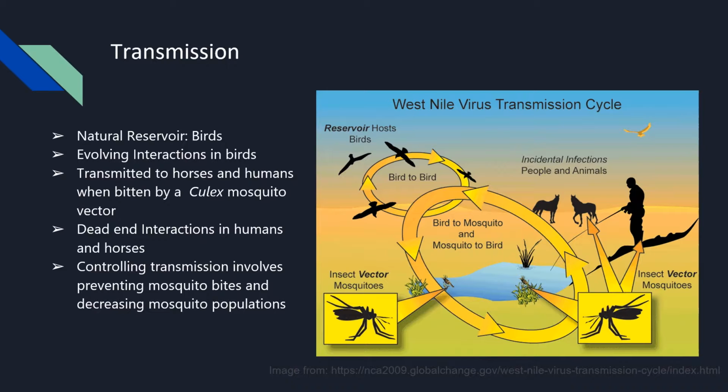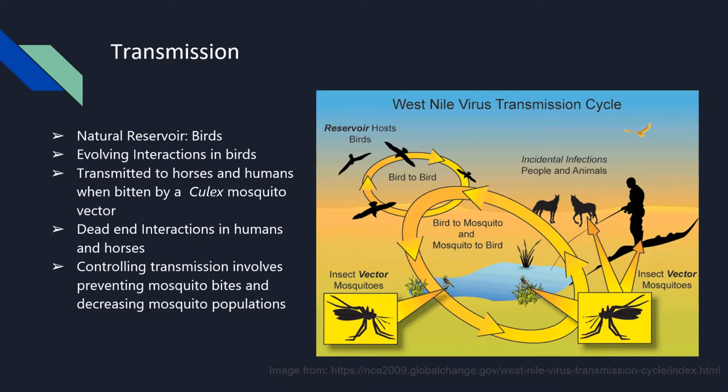Culex mosquitoes are the vector for the virus and take blood from infected birds to infect humans and horses. These are examples of dead-end hosts because only rarely can the virus be transmitted within the population. During the epidemic in the U.S., the virus was spread in blood transfusions, organ transplants, breast milk, and even one case of transplacental transmission until screening methods were developed in 2003.